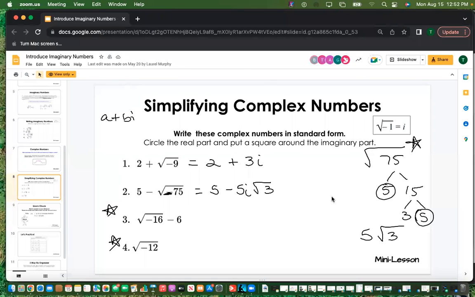All right, so let's check in on number 3. What's the real part of number 3? Is it just 6? Negative 6, right? It's got that negative out front. And then what's the square root of 16? 4. So we know that it's going to be 4, and we've got this negative underneath the radical, so that means there's going to be an i. So I got negative 6 plus 4i.